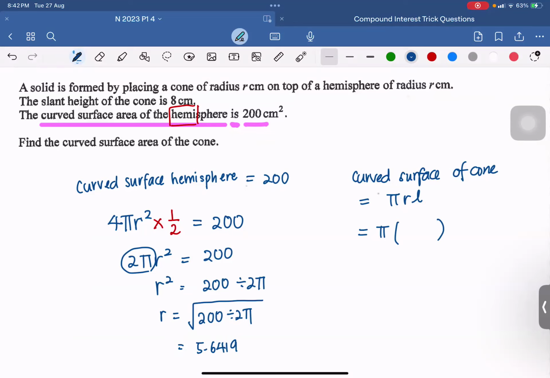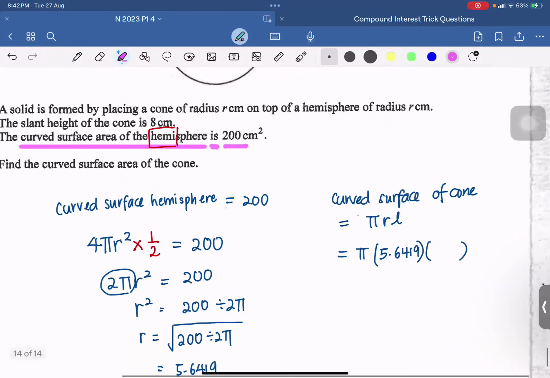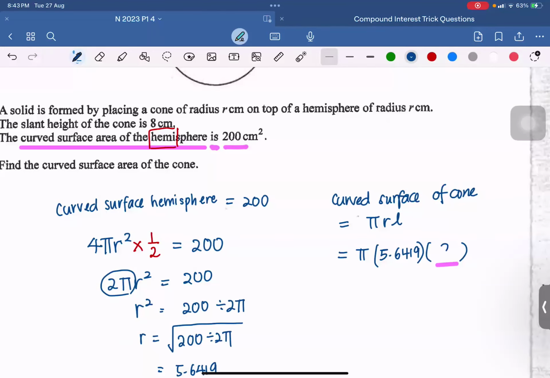Okay, pi times radius, 5.6419. What is the slant height? Where is the slant height? 8. 8 is my slant height over here. Okay, so plug in the slant height over here. This is 8. Then round off. Okay, there, get the formula, get the answer.